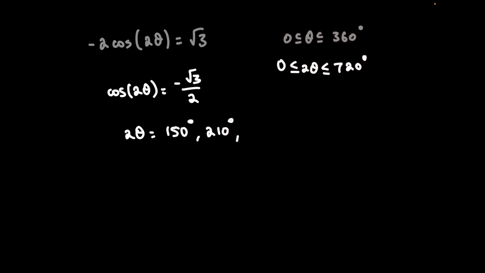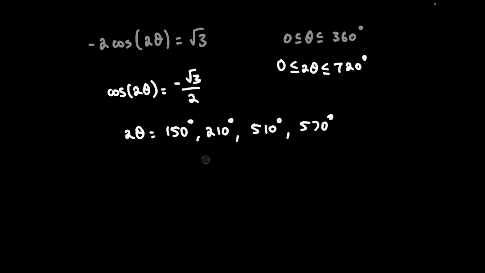Well, absolutely we can. So we can add 360 to both of these and say that 360 plus 150 is the same as 510 degrees. And then 360 plus 210 degrees, we can also say is the same as 570 degrees. So sorry, 570 degrees.